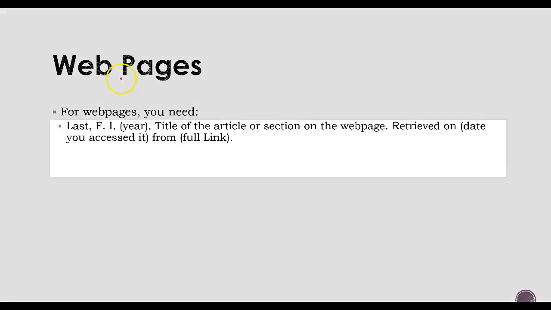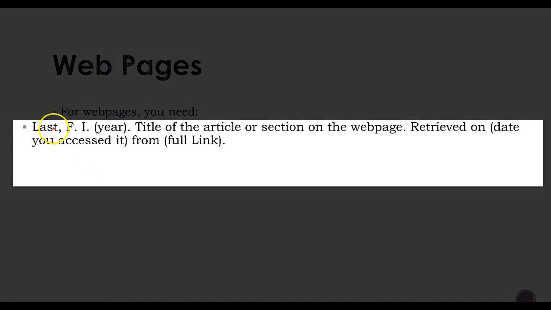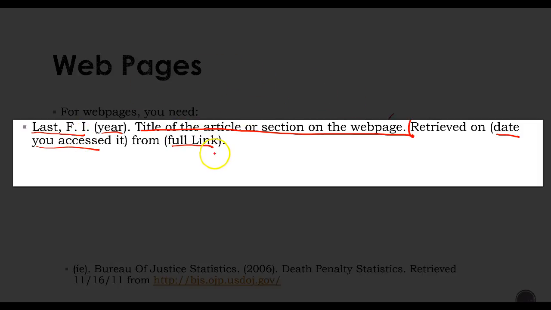So the last source is web pages. These can be the trickiest because there's so much variety, but you don't actually need that much for a web page. You really just need the author or the organization, the year, the title of the article or section of the web page, and then you just put retrieved on, and then you mention the date that you got it from, and then you put from, and then you put the full link to the article. So it's just basically author, year, title, link, retrieved on, date, link.